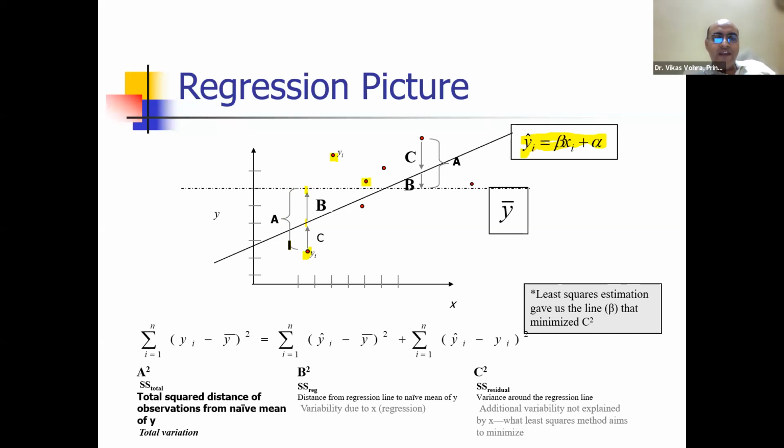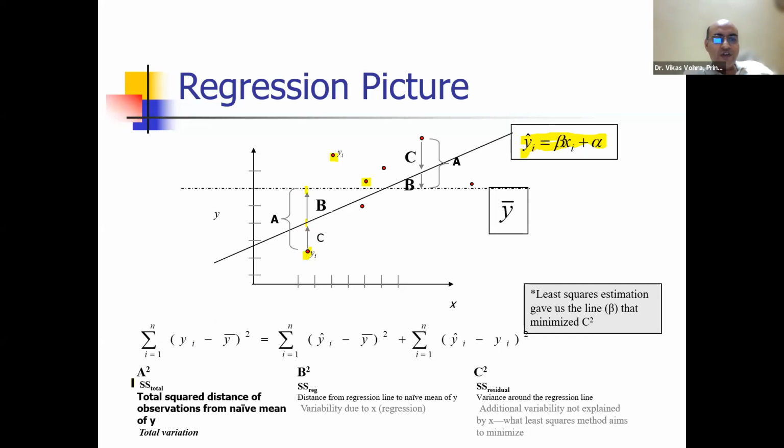Okay, if A is the total variability, B is due to regression, then C is what is being left, or an additional variability, and it is the least square principle or the least square estimation. It gives the line beta that minimizes this C square, this component. That is, for all individual values, we try to decrease this amount of variation, and this is called the least square variation.